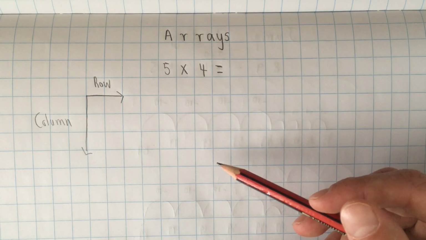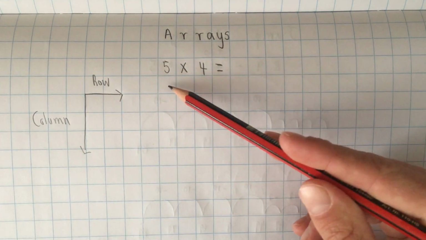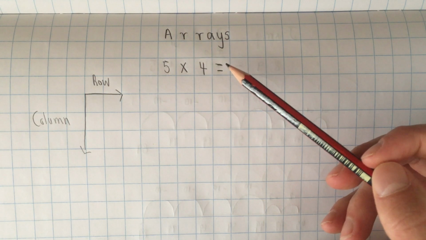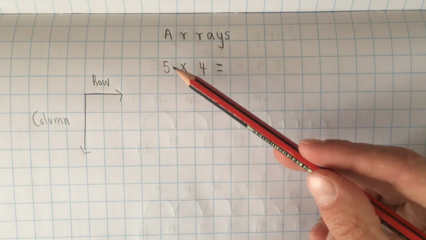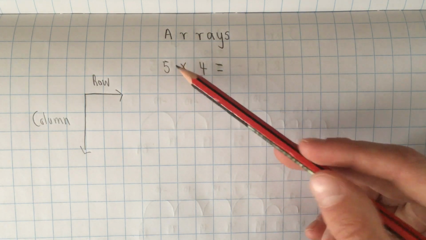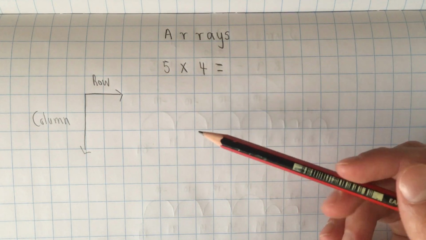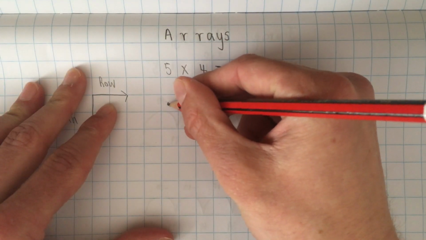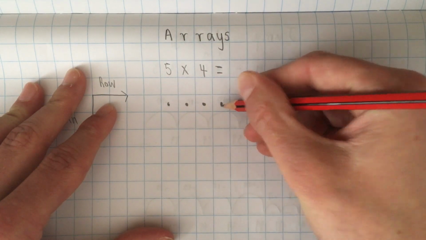So what we do with an array is we think about arranging our equation in columns and rows. So we have 5 multiplied by 4, which is also known as 5 groups of 4, and we're trying to look for the answer. So what I can do is make my 5 the columns and my 4 the rows. I'm going to start by creating, just using dots, 5 columns, the start of 5 columns.